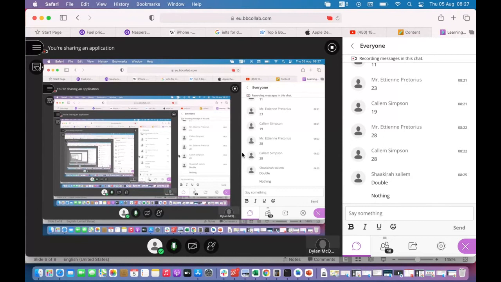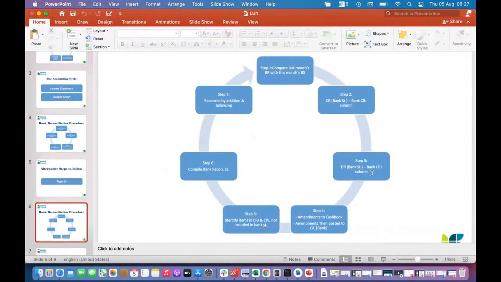Then we move on to looking at the debit column in the bank statement, and we ask ourselves, are there amounts that have not been ticked off? That's another quick way of doing this. If there are amounts that have not been ticked off, you need to circle those amounts and put CPJ next to them. These payments need to be recorded in the CPJ. Now we've dealt with step number 3.